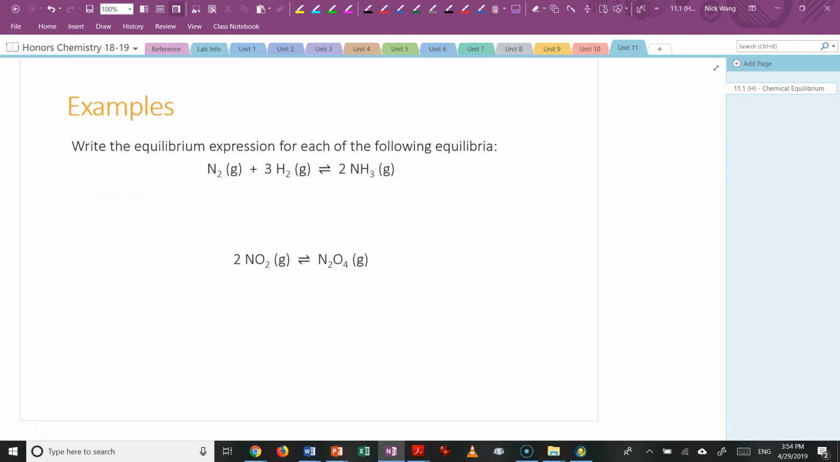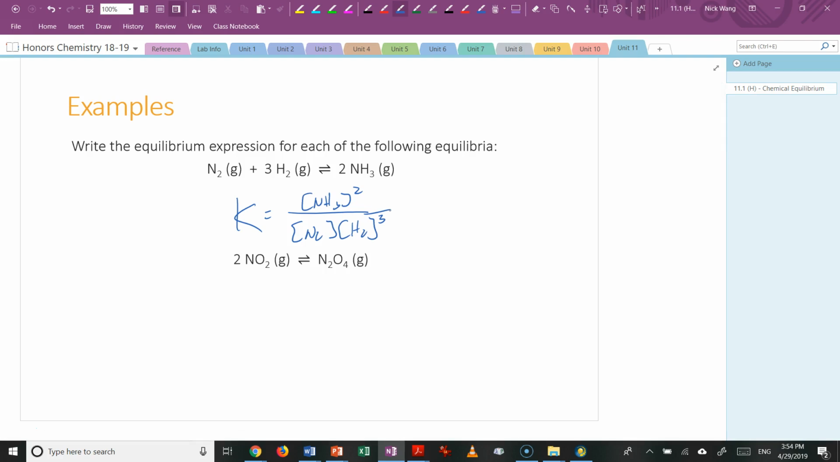Let's go and take a look at some examples. The equilibrium expression for the following equilibria. The first one right here, N2 plus 3H2 gas. That's an equilibrium with 2 NH3. All right, so that means to calculate this, I'm going to go and start off with K. K is equal to NH3, right? That's products over reactants, so the product is NH3. That's the concentration of it, and we're going to square it, divided by N2 times H2 to the third power. There we go. That's it. So products over reactants, that's your equilibrium expression for that equilibrium.